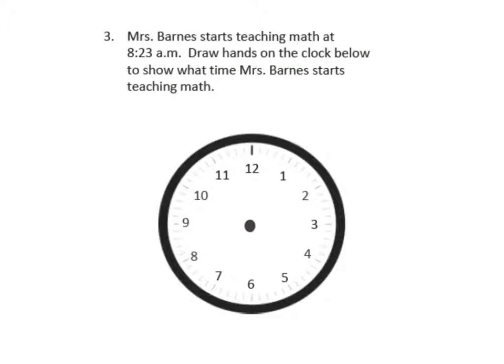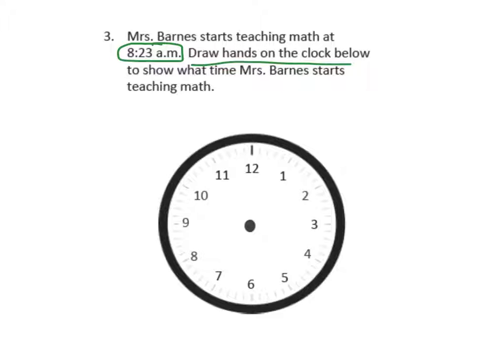Let's take a look at number 3. It says Mrs. Barnes starts teaching math at 8:23 a.m. Draw hands on the clock below to show what time Mrs. Barnes starts teaching math. Why don't you try part of this one on your own? First, let's figure out where the hour hand is going to go. Pause the video while you work and replay when you are ready.